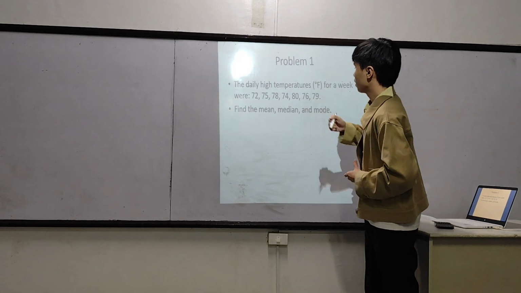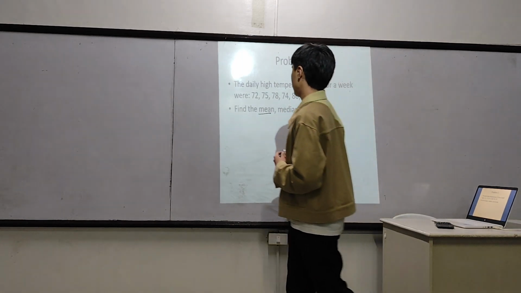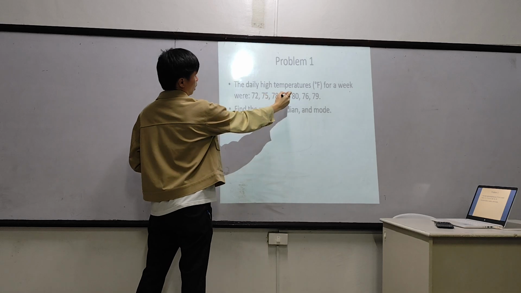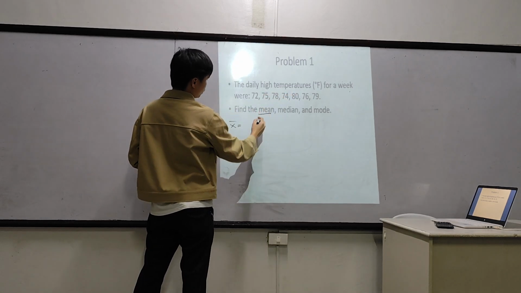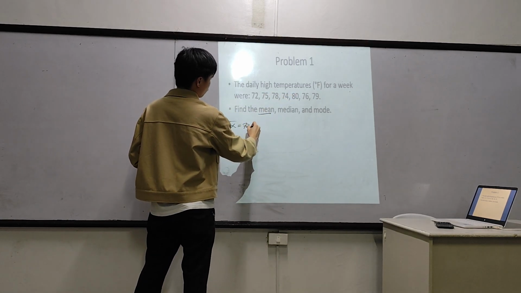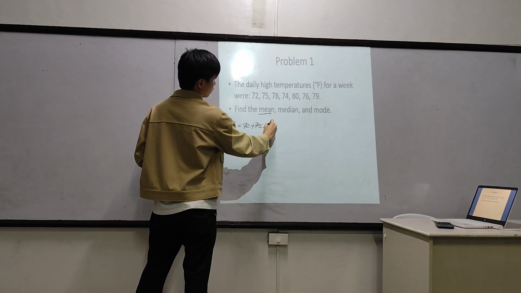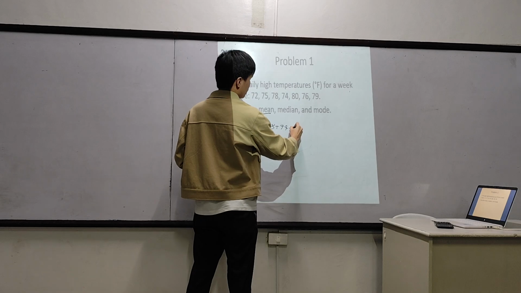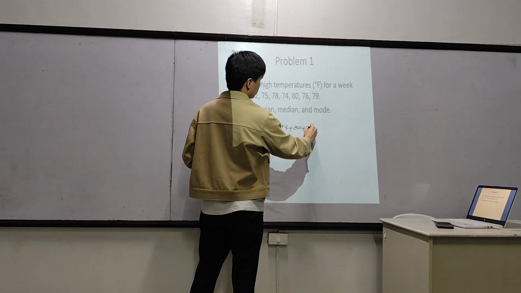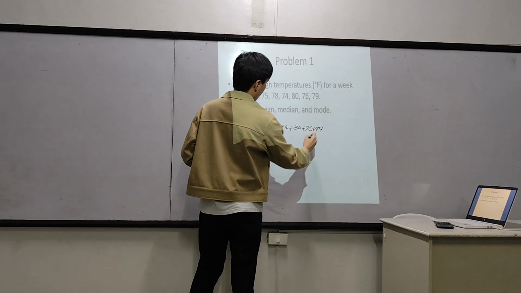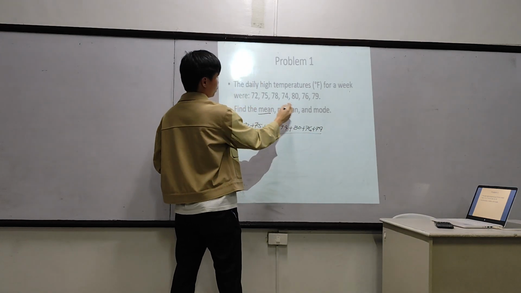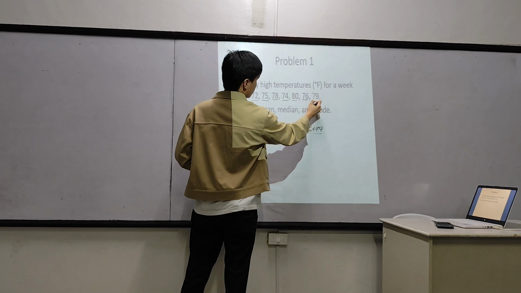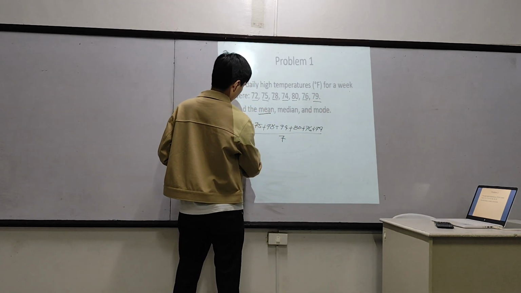So first is the mean. We derive this as x mean is equal to the summation of all numbers, which is 72 plus 75 plus 78 plus 74 plus 80 plus 76 plus 79, divided by how many numbers there are: 1, 2, 3, 4, 5, 6, 7, divided by 7.